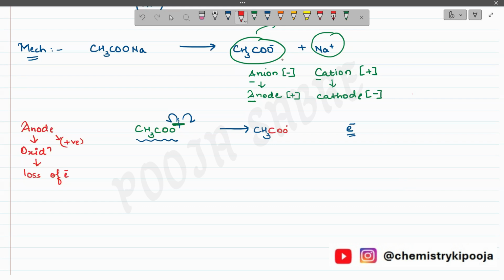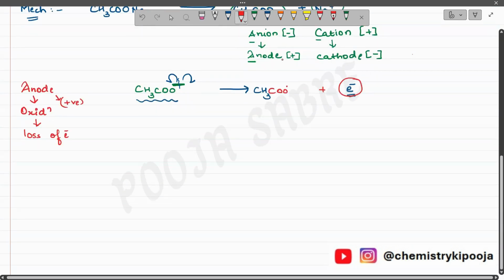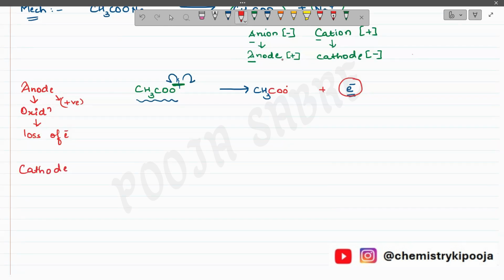That is, it will form a free radical and then one electron is being lost. Clear? So this is the first step. Now, when I talk about the cathode, now further, what is going to happen is this CH3, C double bond O and O. This is the free radical which we have formed in the first step.